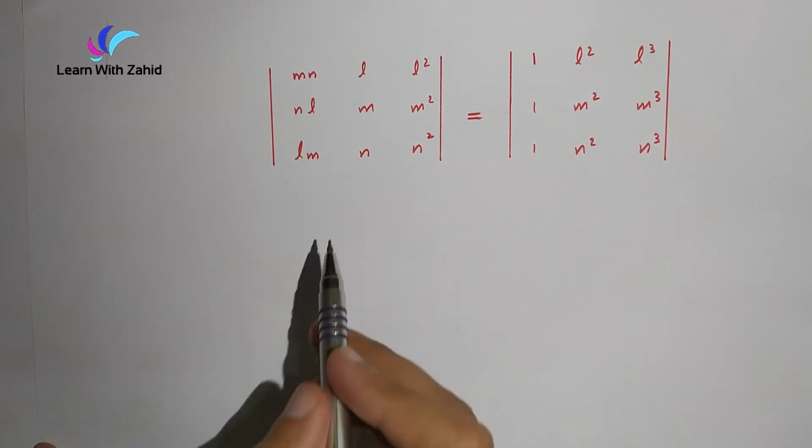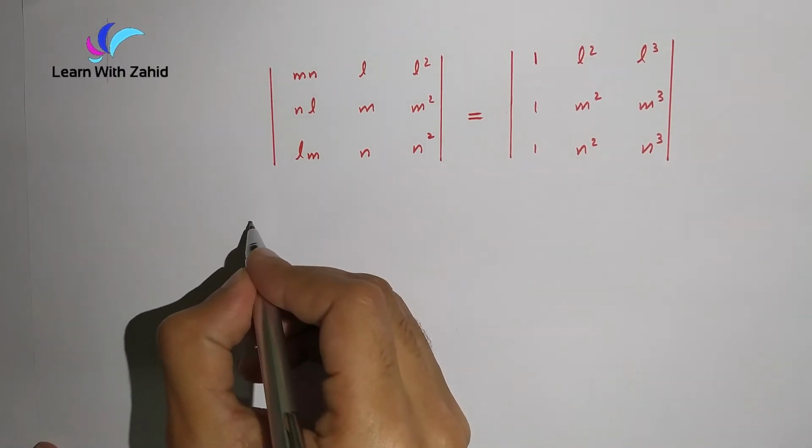Now we have to prove without expansion that these two determinants can be equal. So for that, let us take the left hand side first. We have the left hand side here.